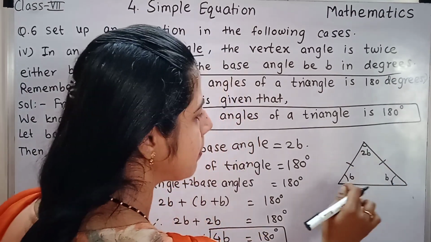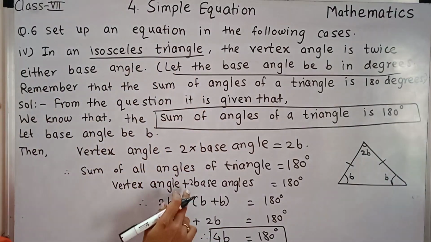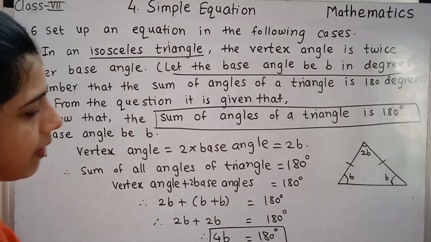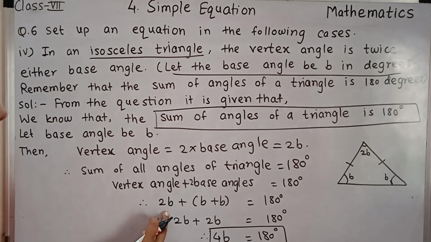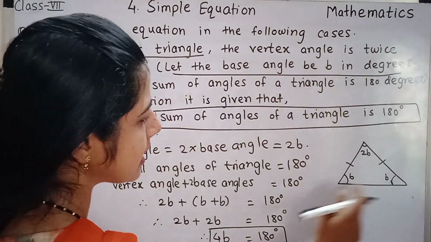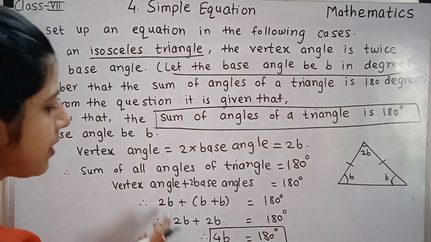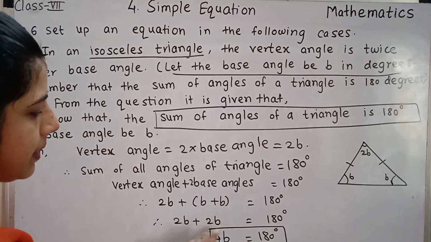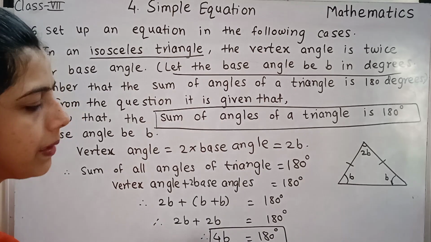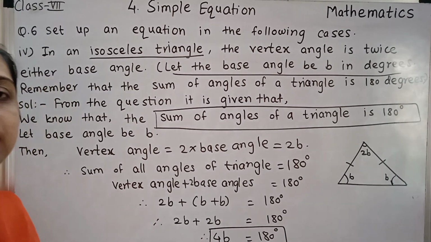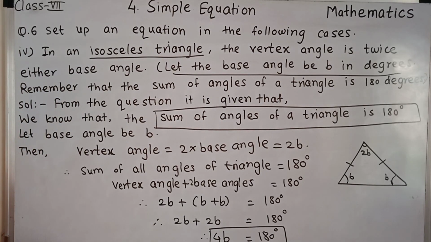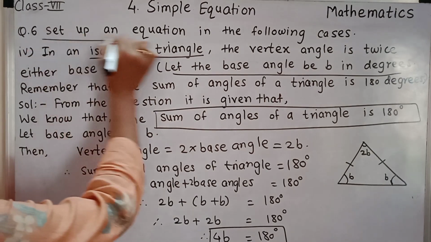So for all angles of this isosceles triangle, the vertex angle is 2B, plus 2 times the base angle, equal to 180. The vertex angle is 2B and the 2 base angles are B plus B, equal to 180 degrees. Adding both, 2B plus 2B gives 4B equal to 180. So this is your equation. We only have to set up the equation here, not solve it.